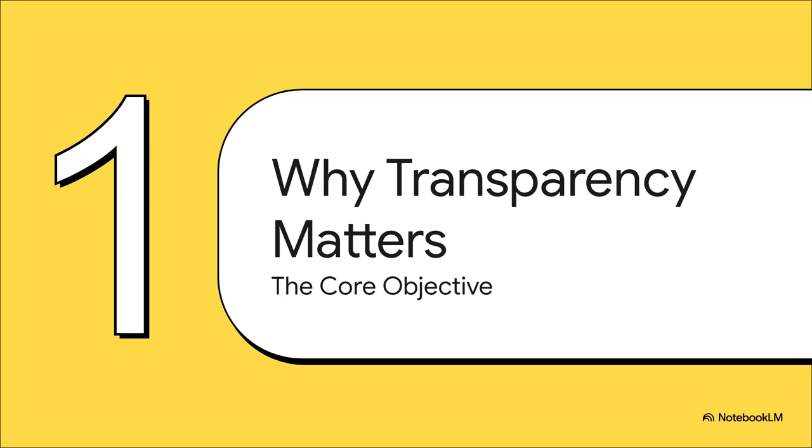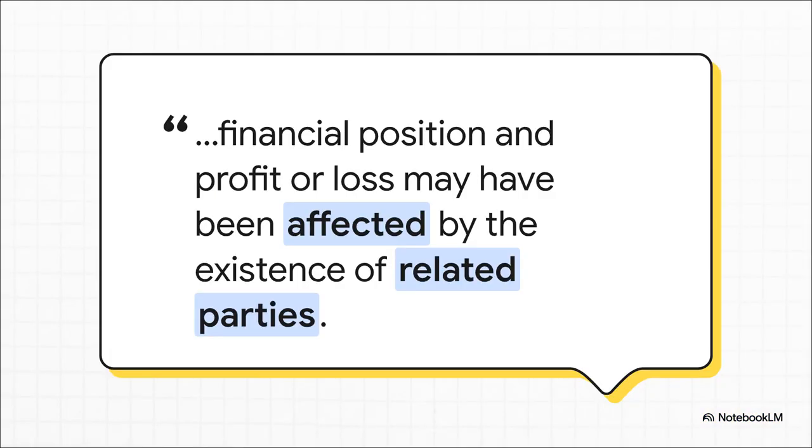Why does this rule even exist? To really get it, we need to look at its main goal, its whole reason for being. So what does all that formal language really mean? It's simple. A company's relationships with its insiders, its family, can totally change its financial picture. Maybe it's selling goods to its parent company for way cheaper than it should. Or maybe it's getting a loan from an executive with amazing terms no bank would ever offer.